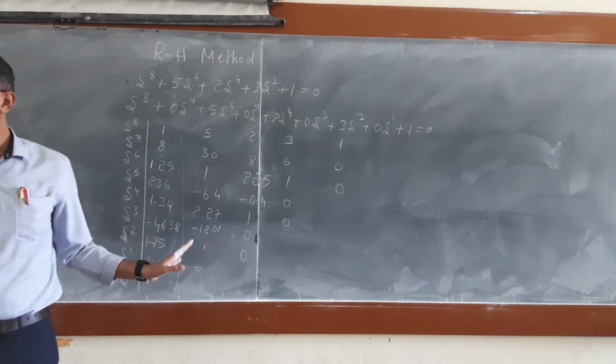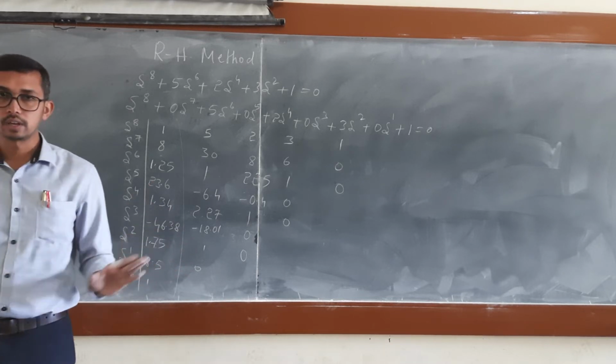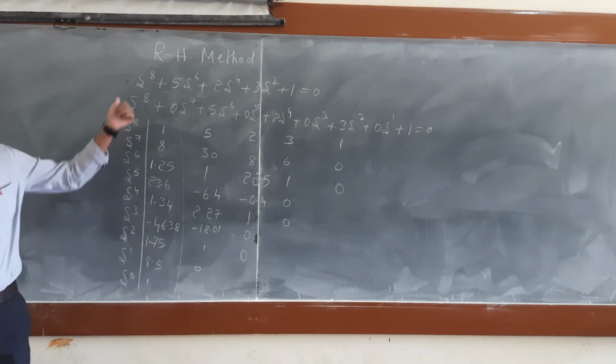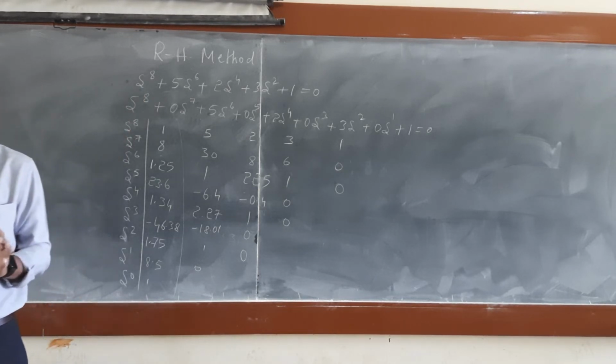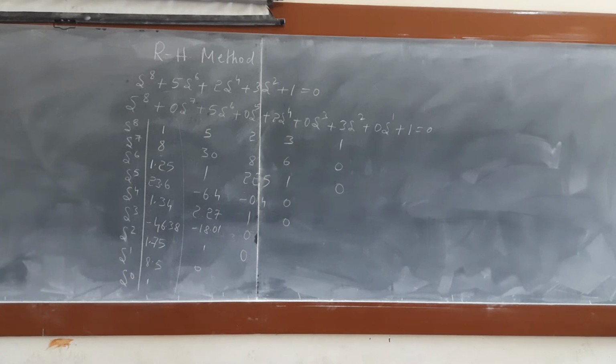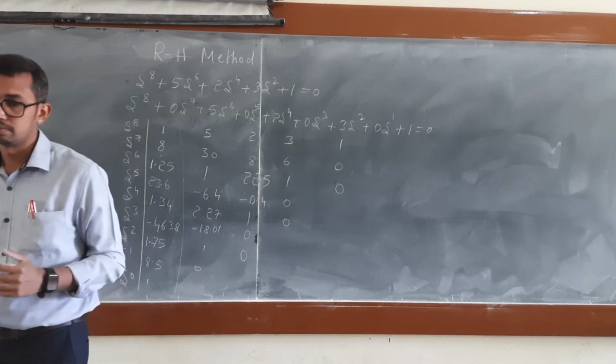Is it clear? So this is how we are going to solve the RH method special case, that is, rows of zeros. Okay? Let us take the next problem.